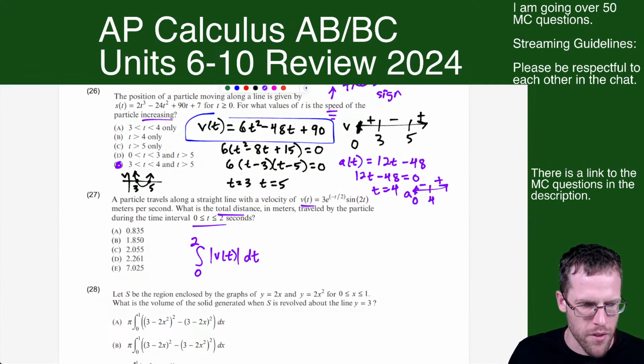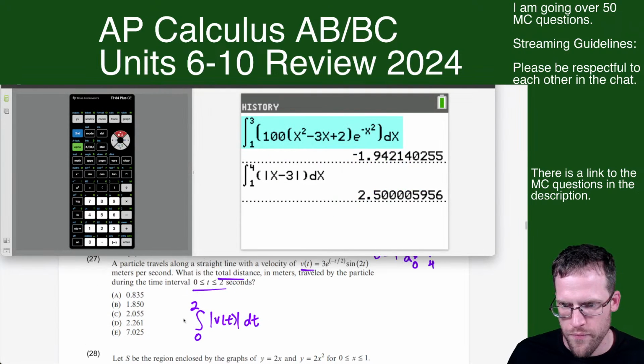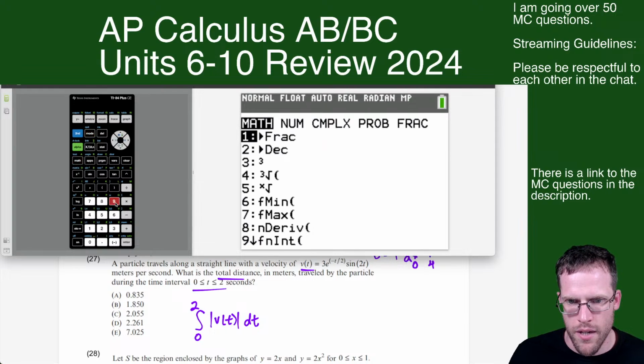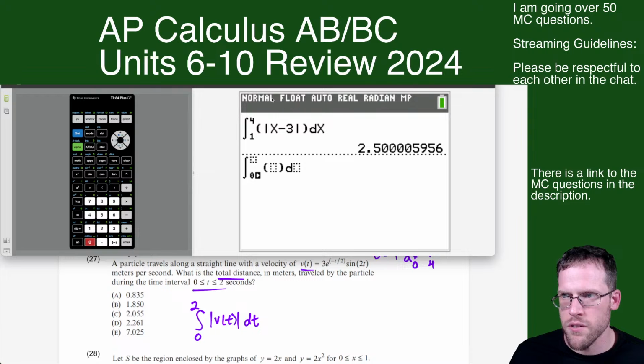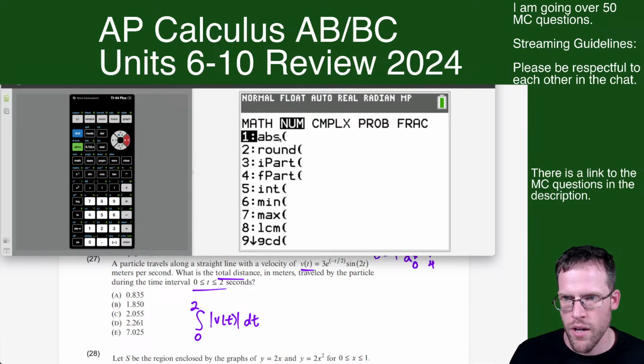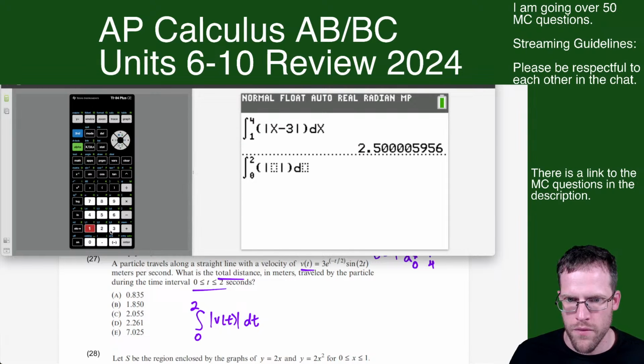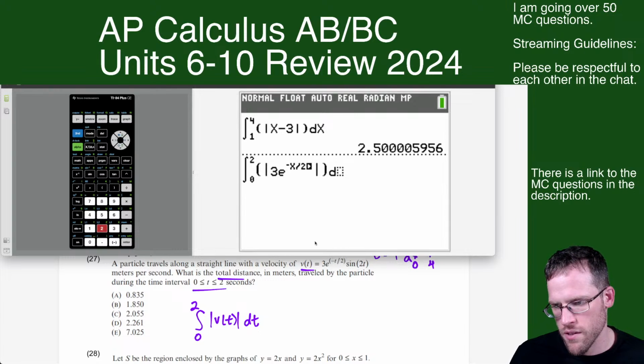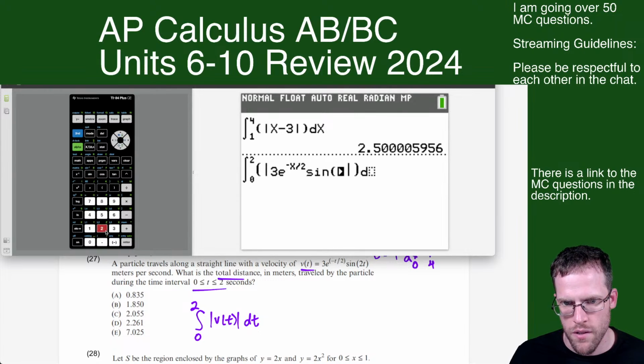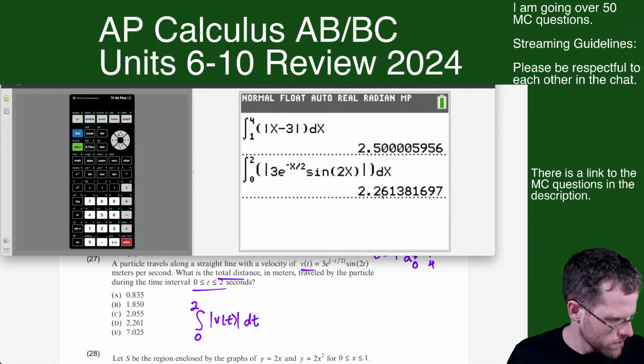So this one you just type in the calculator. Second quit, and math 9, 0 to 2. We are in radians. Don't be in degrees, that'll ruin your test. Then math, go to the right, absolute value. The velocity function is 3e to the negative x over 2, instead of t, I'll use x, and then sine of 2t. Throw in the dx, and we get 2.261. Choice D.